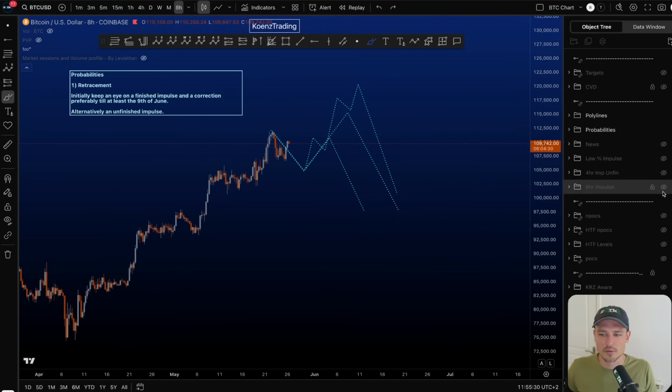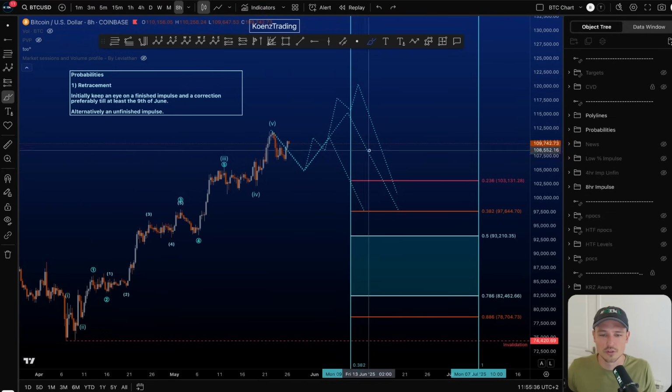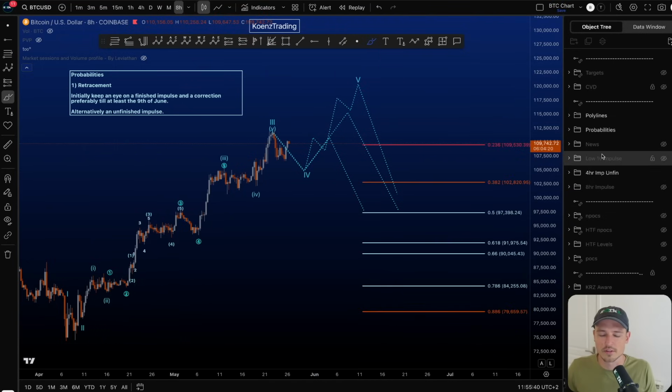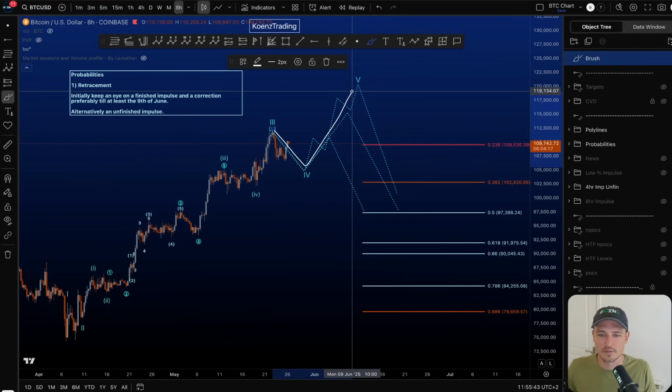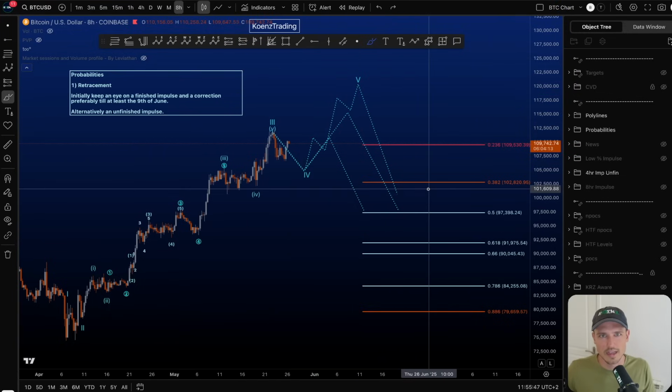Now, initially, we will keep an eye on a finished impulsive structure and a correction till preferably at least the 9th of June, which is the scenario you see here on my chart, with alternatively looking for another 4 and a final 5 to the upside, which then starts that bigger retracement to the downside.